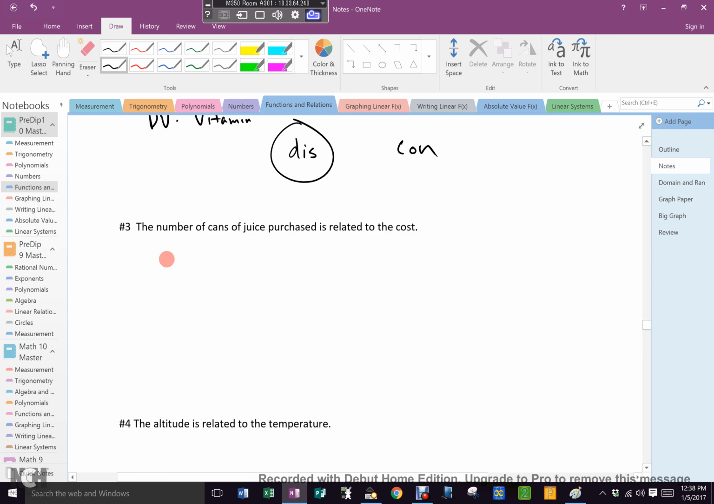Number of cans of juice is related to the cost. What's IV? What's DV? Juice is IV? Is it? Yes, of course it is. Juice. DV is cost. Discrete or continuous? I didn't hear that option. Discrete or continuous?